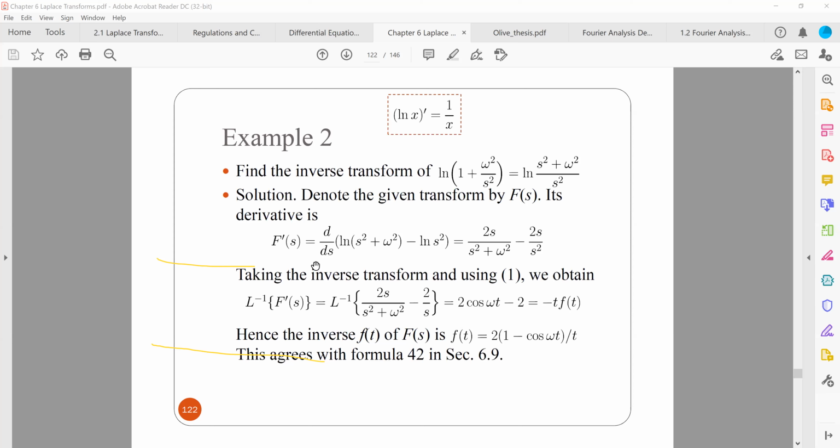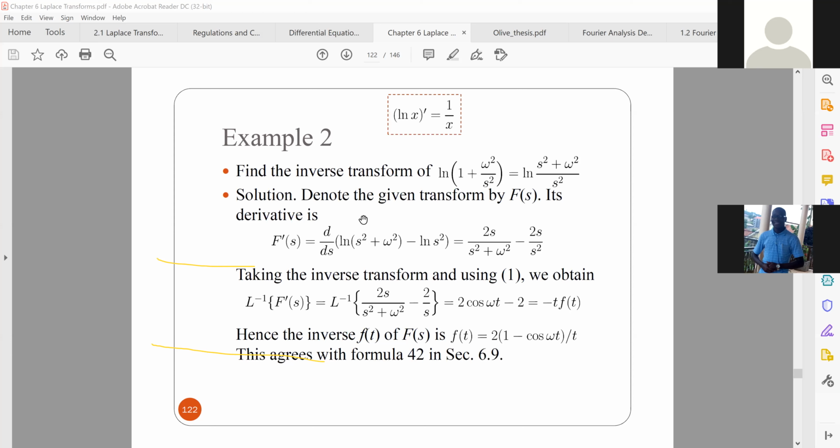Okay, so if our F(s) is this, then we find the derivative of it in order to get rid of the natural log, and we put it in this form, okay? And we find the Laplace inverse of that, it will give us minus t times f(t), from the rule that we looked at, which was that the derivative of F(s) is the same as the Laplace transform of this. So the inverse transform of this derivative will be minus t times f(t). That's what we are doing here.